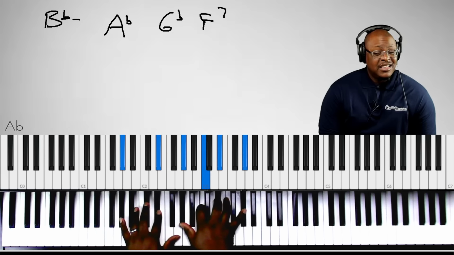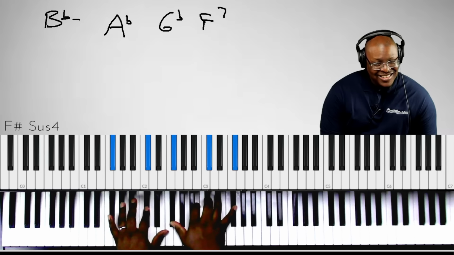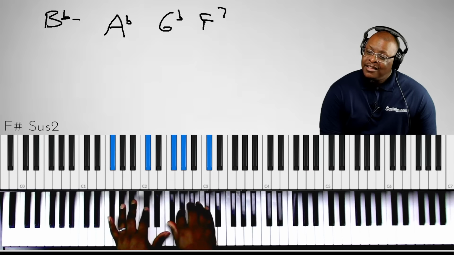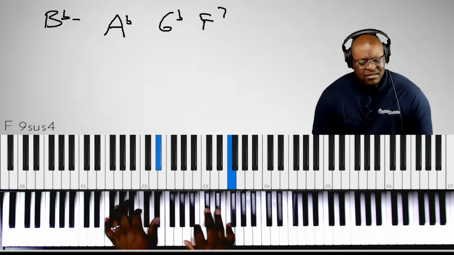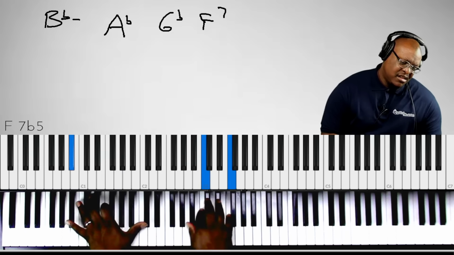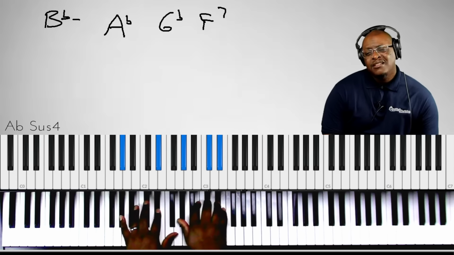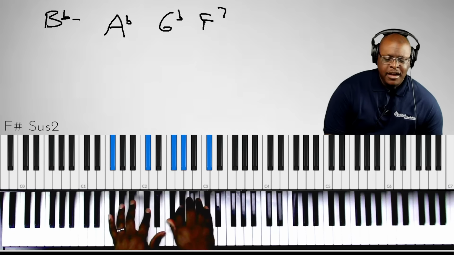Sus. Now this G flat is going to sound a little out of the key. If I did the 4, if I did the 2, it won't. Here's suspended. I'm going to sus2 on A flat, F, G flat.